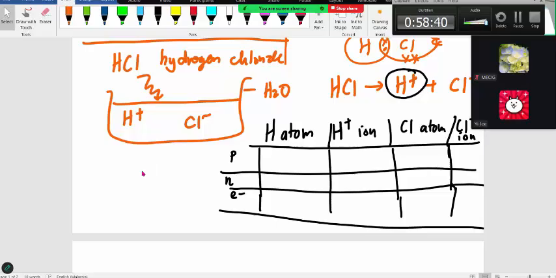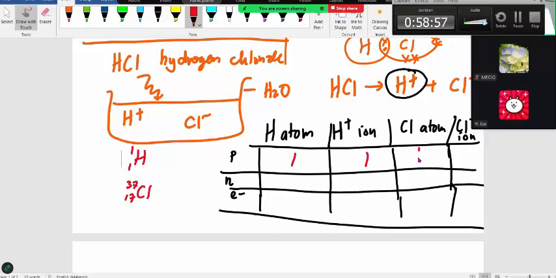Okay, so you must look at the periodic table. Hydrogen is 1, 1. Chlorine you must use 37, 17. But actually it doesn't matter. Only the neutron you don't get it. Right or not? So proton is very easy. 1, 1, 17, 17. Right? Electron also very easy. 1, 0, 17, 18. Correct?